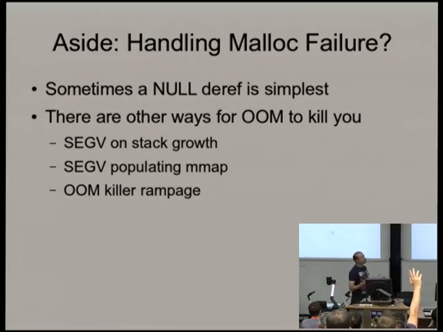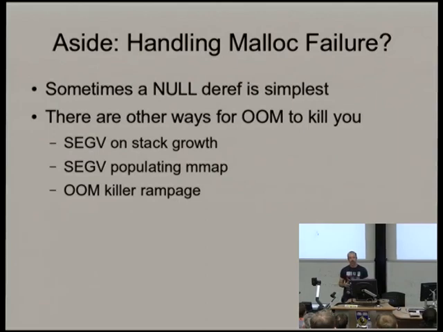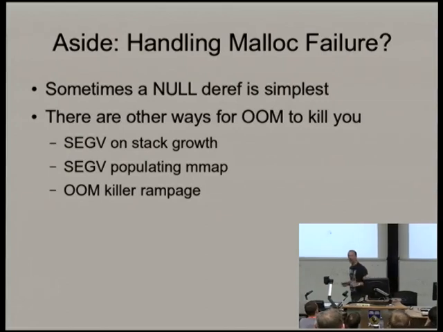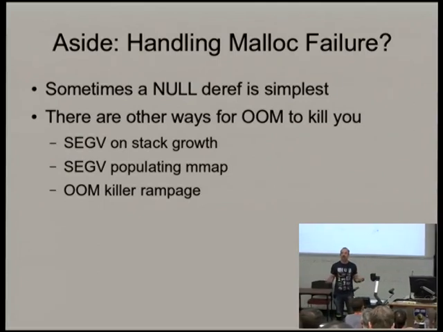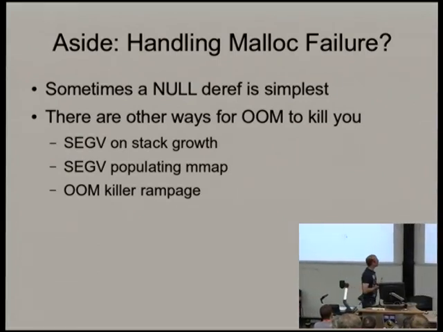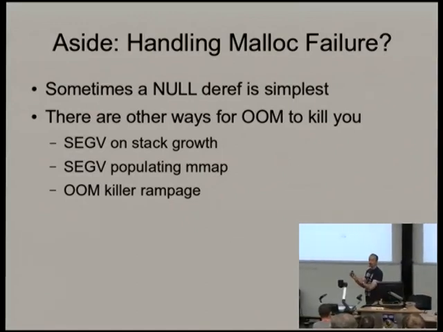The other point, of course, is there are other ways for out-of-memory to kill you. Yep. What about optimistic memory allocation, when malloc actually returns a pointer even if you don't have enough physical memory? There are other ways the OOM can kill you. You can get a segv on stack growth, you can get segv on populating mmap, which could include memory overcommit. You can turn off memory overcommit so that malloc only returns when you've got real memory, as a kernel-wide setting, for example. Most people don't, of course.